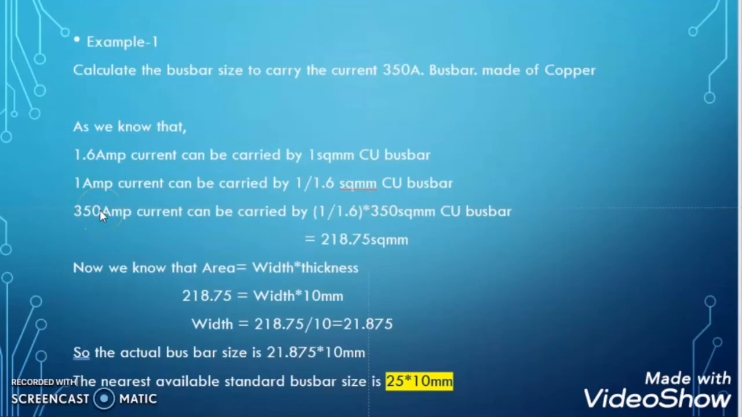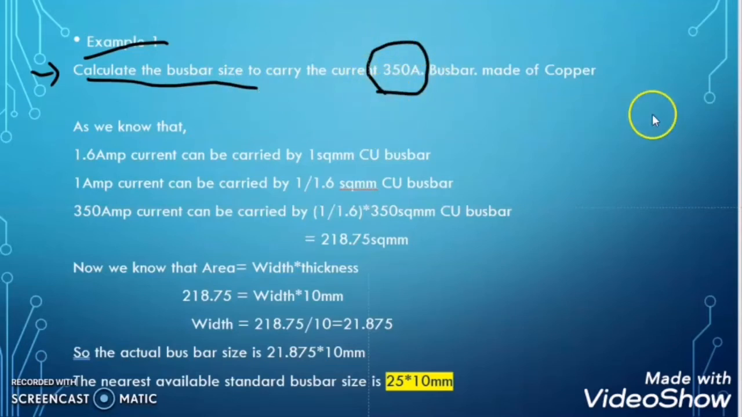Now to understand how to size the bus bar, let us take an example. The example here is that we have to calculate the bus bar size which can carry 350 ampere of current, and the bus bar is made up of copper.